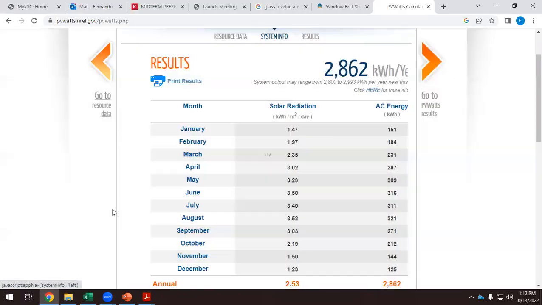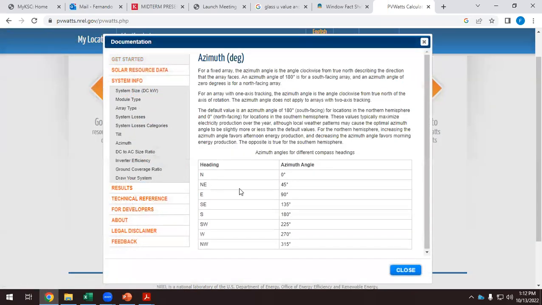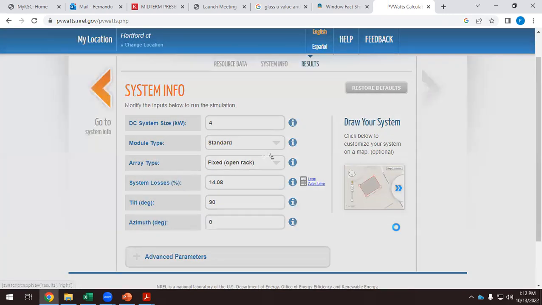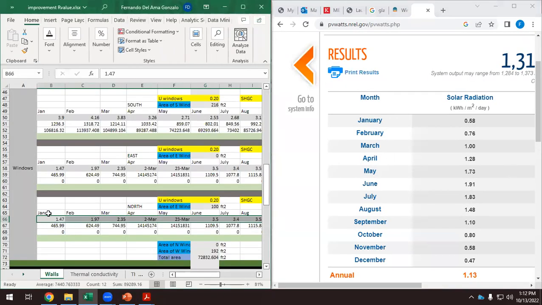So on PV watts, I have to go back. If we have vertical windows, this is always 90. The azimuth for the north is 0. So I type 0 here. Go back to results, and now I have to type these results on my Excel file.